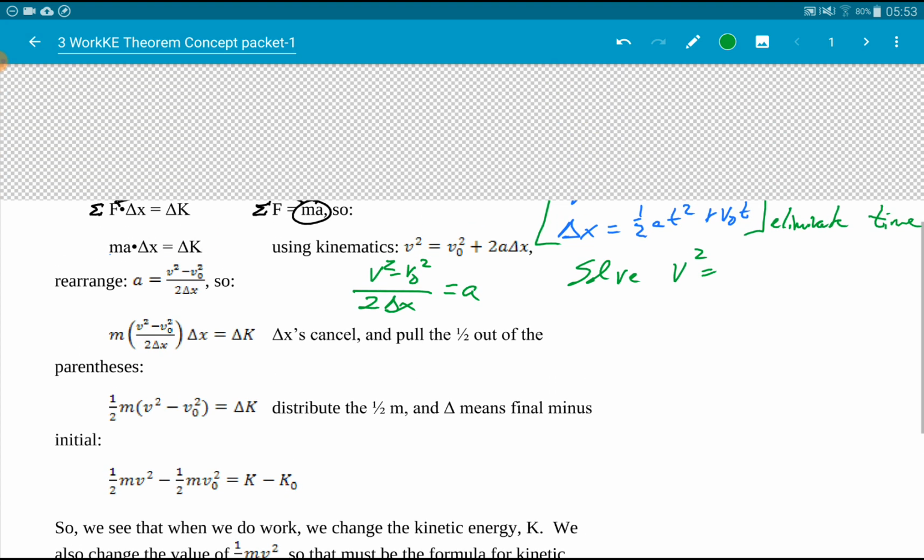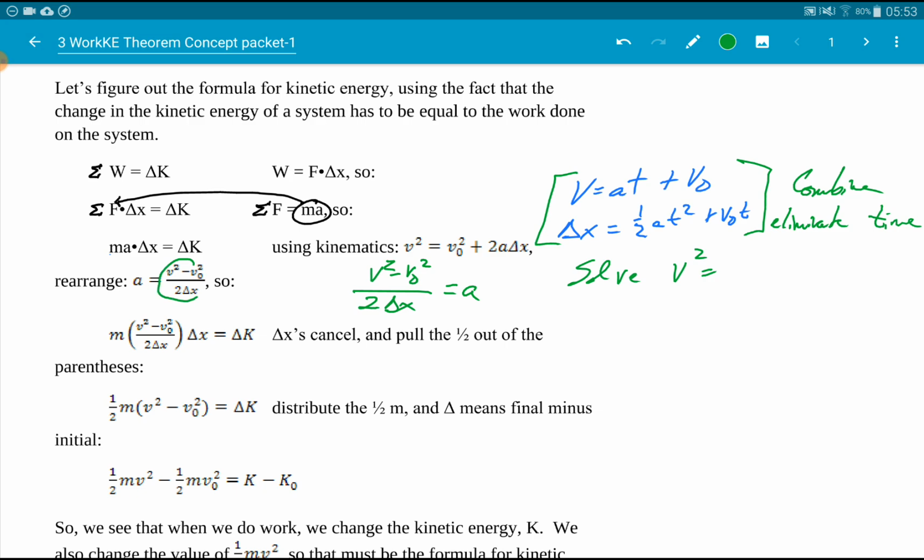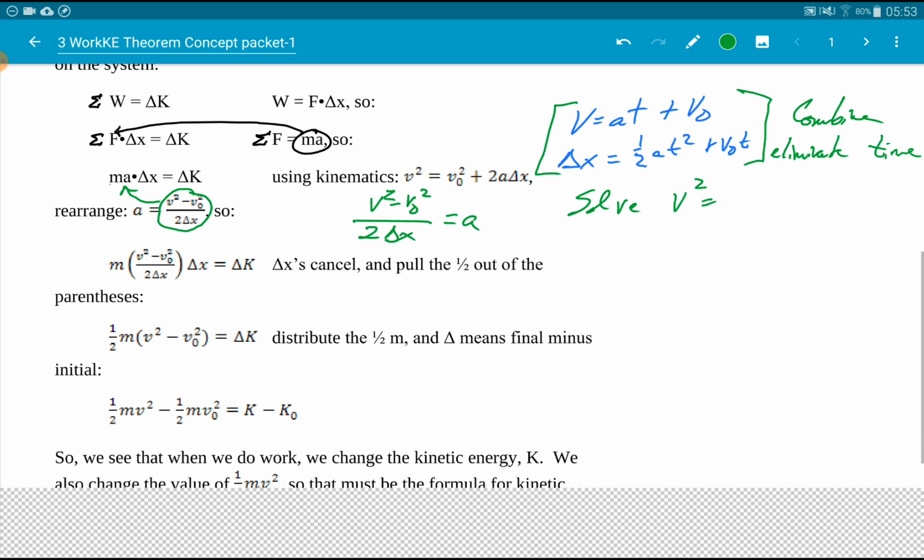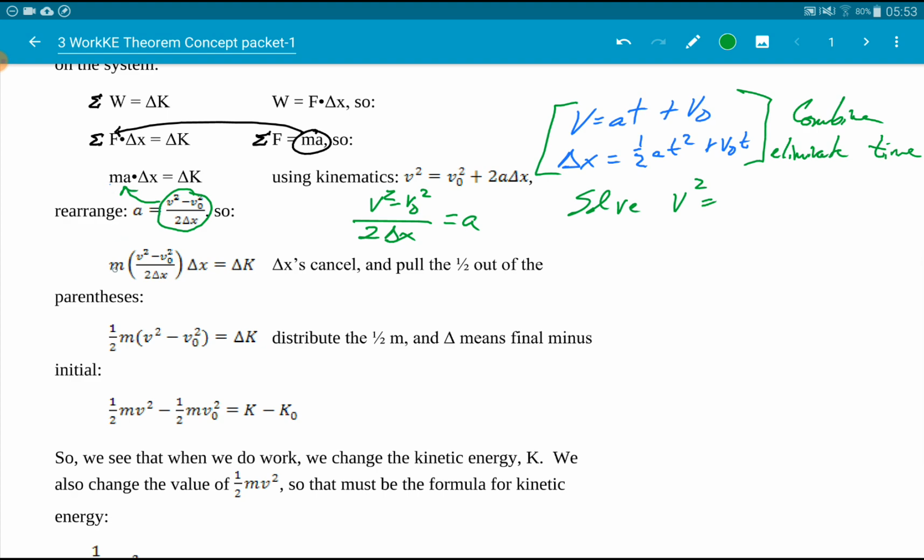And so then, excuse me, we'll take this and plug it in for where we see acceleration there, since it's equal to acceleration. So now I have just that original m, but now multiplied by not acceleration, but this whole thing that is equal to acceleration, and then still multiplied by delta x.